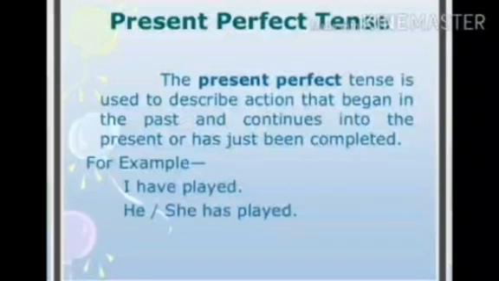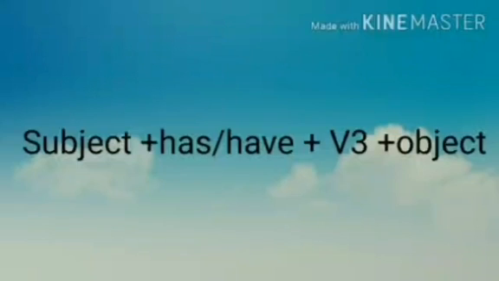Once again, listen. The present perfect tense is used to describe an action that began in the past and continues in the present or has just been completed. For example, I have played, she has played. What is the structure of it? Present perfect tense: subject plus has or have plus V3, verb 3, the past participle. Once again I repeat the structure: subject plus has or have plus V3.